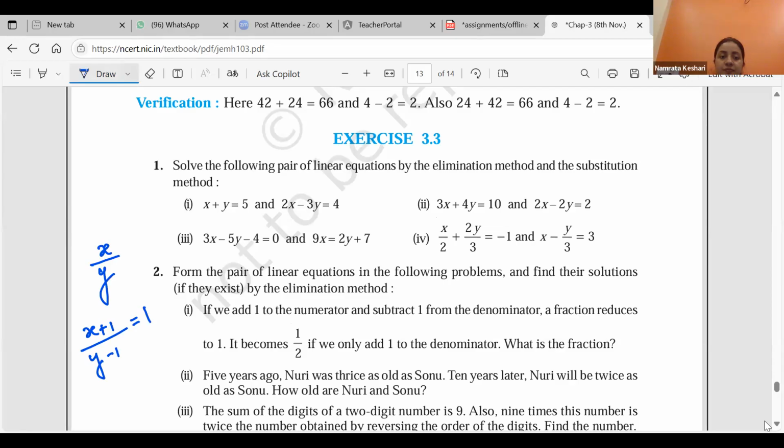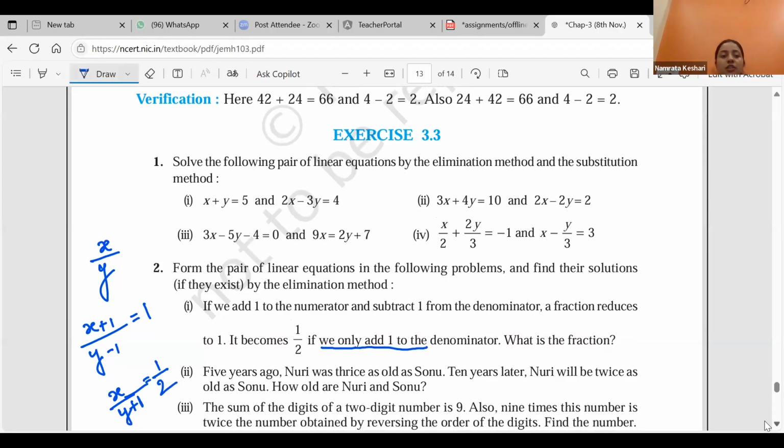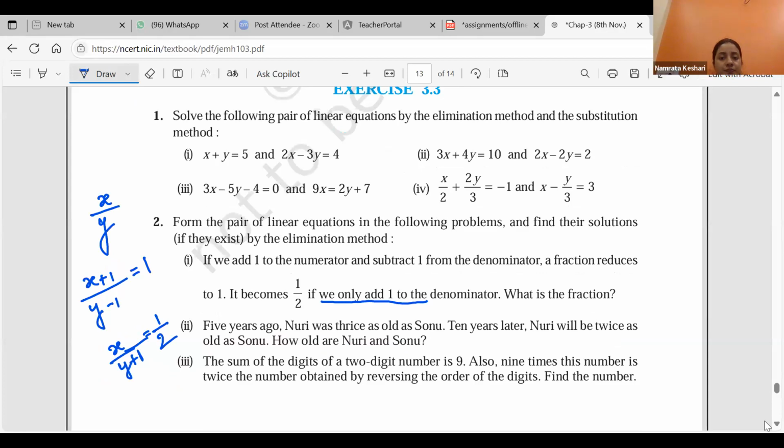Yes, ma'am. It becomes 1 by 2 if we only add 1 to the denominator. So according to your assumption, whatever you have taken, if you only add 1 to the denominator, then your fraction will be just 1 by 2. Already two equations you can see over here, right? Yes, ma'am.